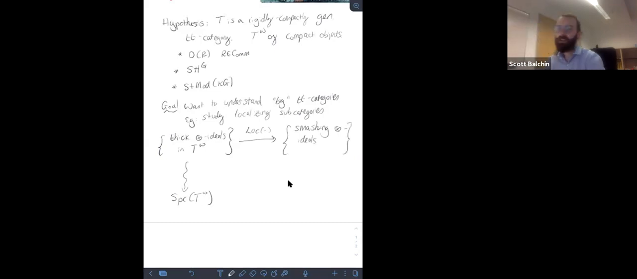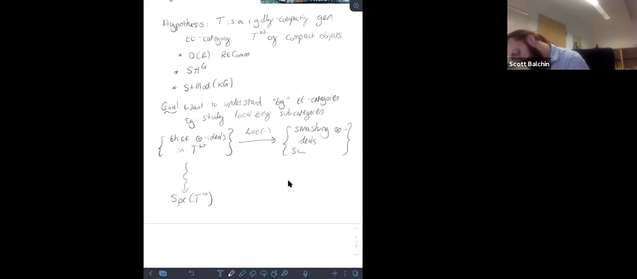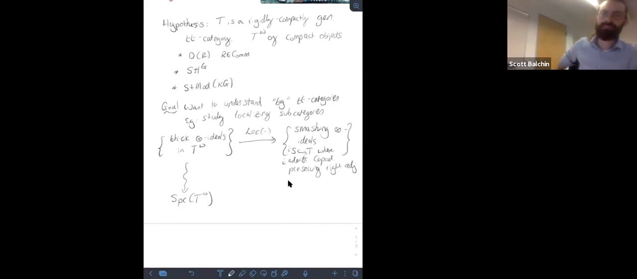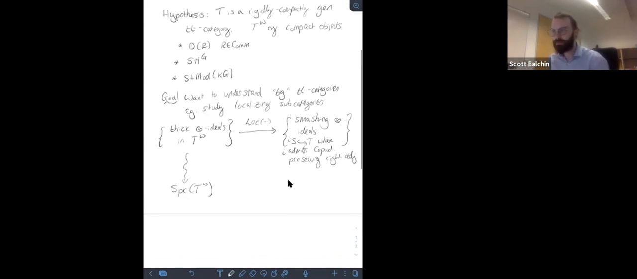These are localizing subcategories, so triangulated subcategories closed under arbitrary coproducts. So S, including into T, and we ask that these are subcategories where this inclusion I admits a coproduct preserving right adjoint. Given any thick tensor ideal, I can always inflate it up and I get one of these things. And you might ask, do I get all smashing tensor ideals doing this? This is a good question to ask.